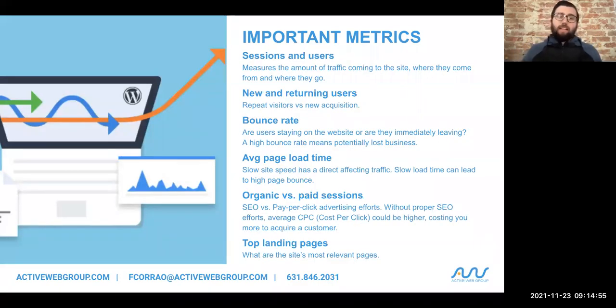Okay, so we're going to start out, as I said, with vernacular. We're going to go over some important terminology here. So what are important metrics here? When you're looking at any analytical set of data related to your website, we're going to talk about sessions and users. So sessions and users measure the amount of traffic coming to your site, where they come and where they go. So a user, myself, visits your website 2 times, which is 2 unique sessions.